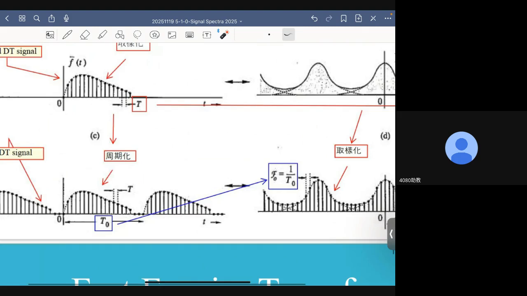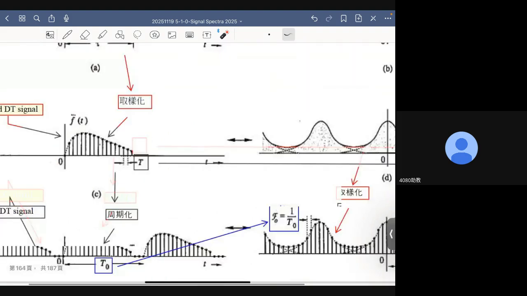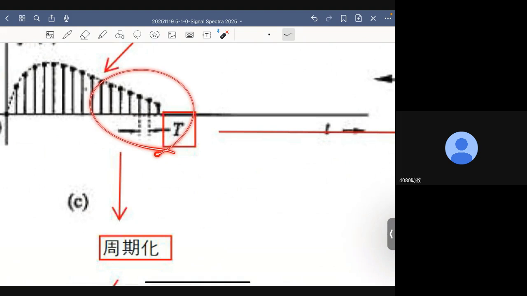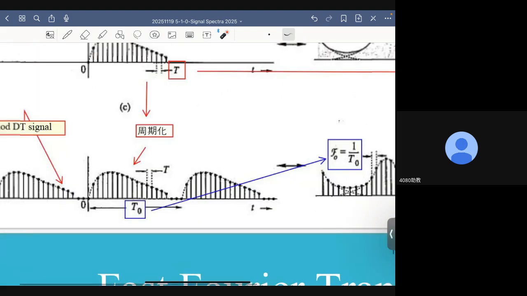The second thing is I want to periodicize this signal. Originally, it is a non-periodical signal. I want to transform that signal into a periodical signal. To do that, I need to specify a period. Here, this period is denoted by T0. Remember, capital T, as shown in this figure, is the sampling period. T0 is another thing: T0 is the period of the signal in the time domain.